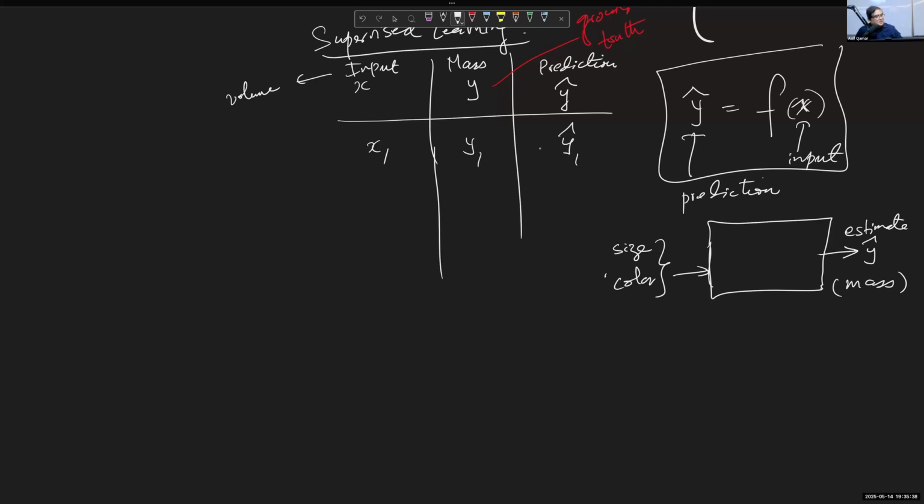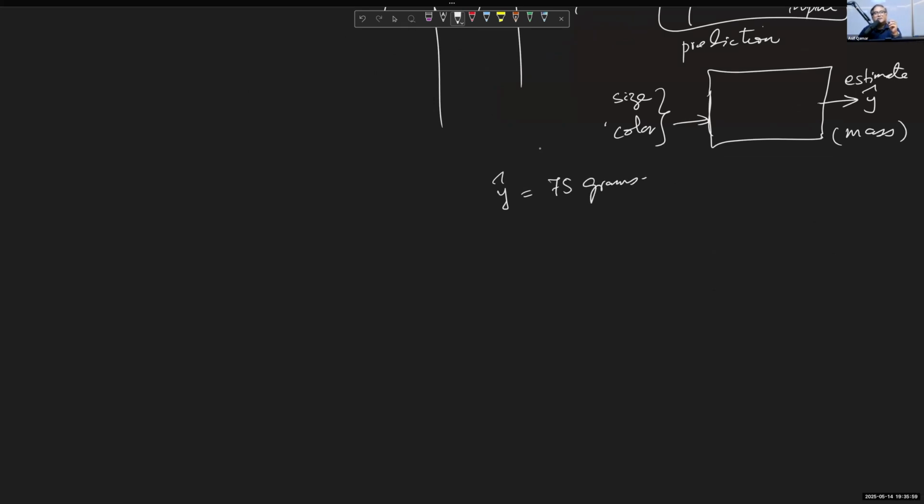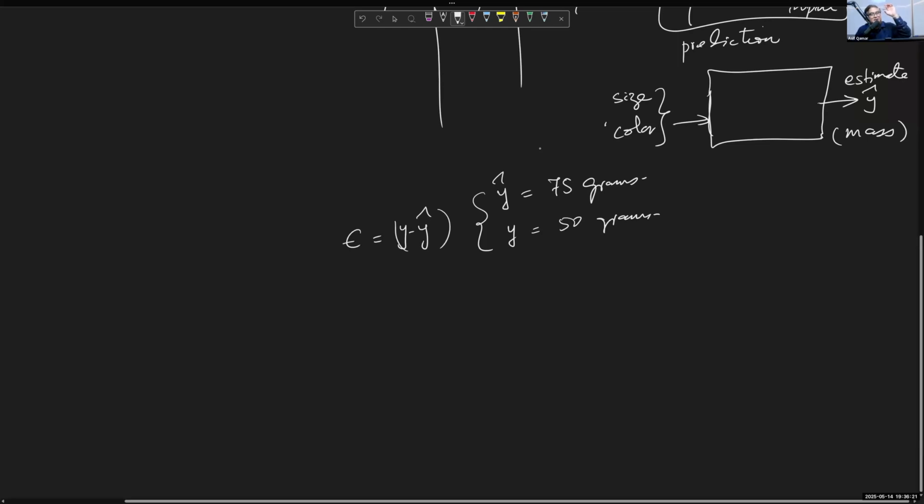On the other hand, suppose I do this. I give you one stone, tell you the color and the volume, right? And you make a prediction. And let's say that you predict y hat is 75 grams, right? And the ground truth was, let's say, 50 grams. Then what can I do? I can tell you, oops, you were wrong. It was actually 50. So what can you do from these two? You can compute the error, which would be y minus y hat. Isn't it, guys? That is the measure of the error that we made.